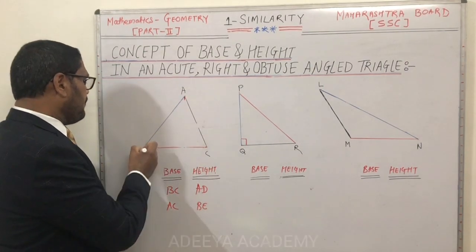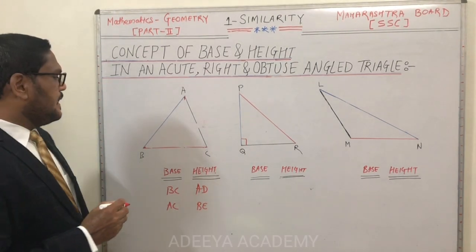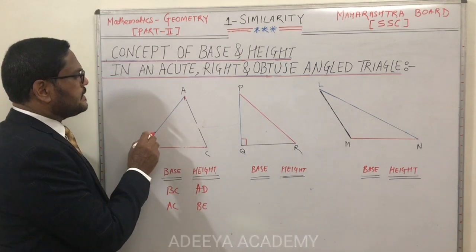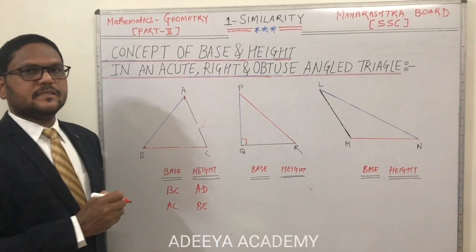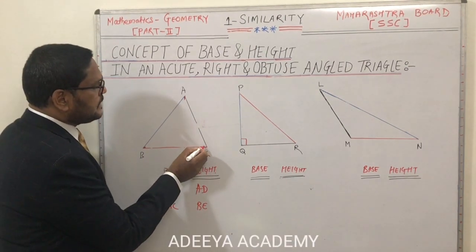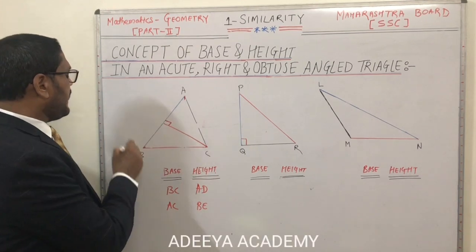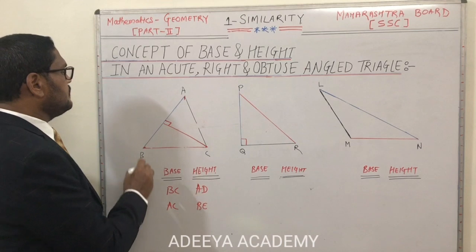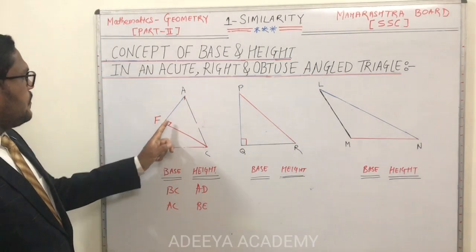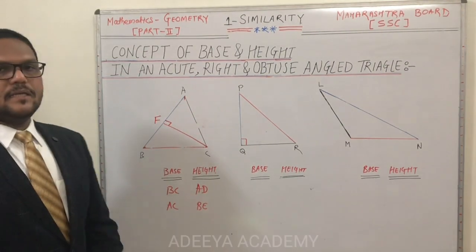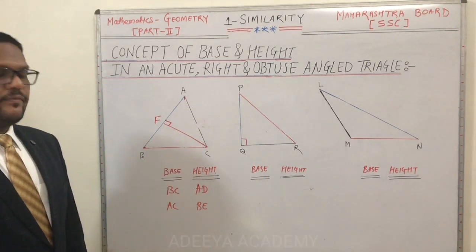If we consider AB as a base, then its height, that is the perpendicular, will be dropped from its opposite vertex, that is vertex C, to side AB. Now we can say AB is a base and its corresponding height is CF.